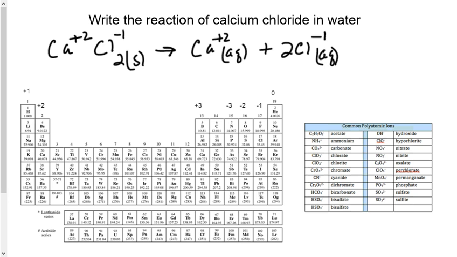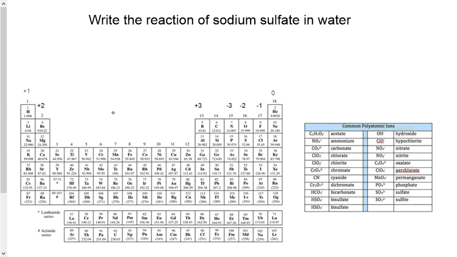And let's do one more final example. Right, the reaction of sodium sulfate in water. Well, one more time, pause the video, and let's see what you come up with. Okay, let's see how you did. Sodium is on our periodic table right here as Na. So I'll write Na +1. Okay, sulfate is on our polyatomic ion chart. Okay, it is right here, SO4 -2. And again, I recommend you put parentheses around that.